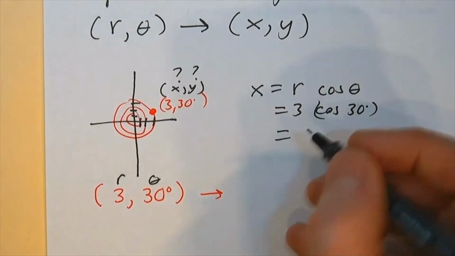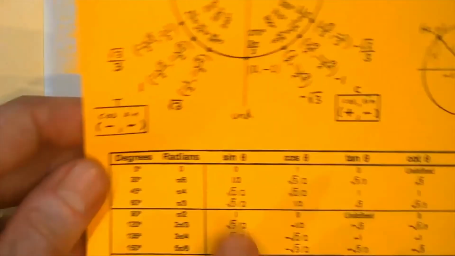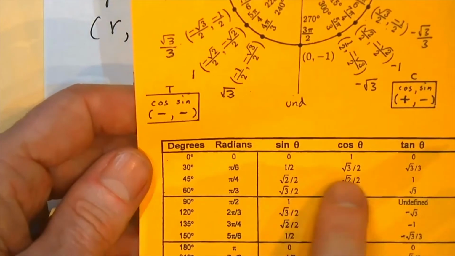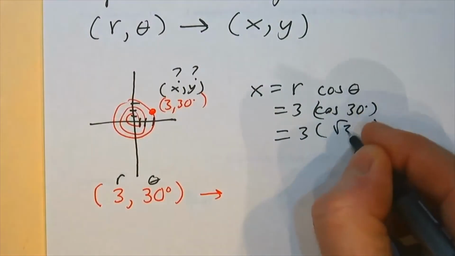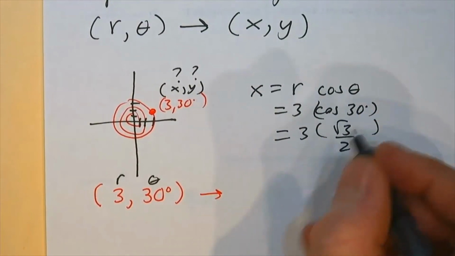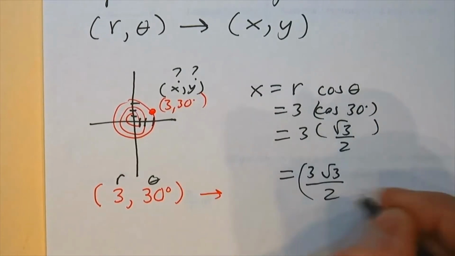And you could either put down a calculator or we'll just look it up. They give you one so you don't have to pull the calculator out. The cosine of 30, we just look this up. In fact, we can look down here. Cosine of 30 is radical 3 over 2. Or you could go cosine is the x, radical 3 over 2. And you say, well, 3 times that would be 3 radical 3 over 2.